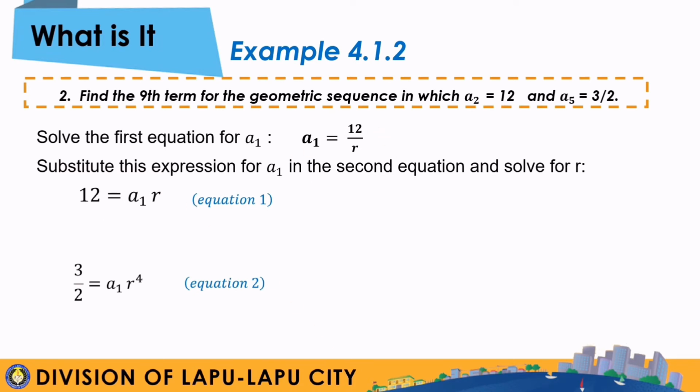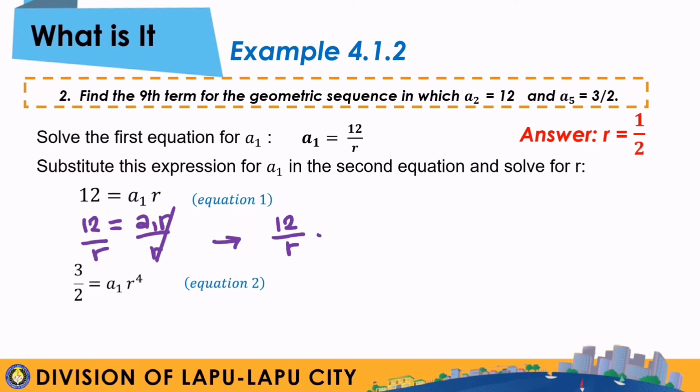Now let's proceed with solving. Okay, now we copy 12 equals a sub 1 times r. To isolate a sub 1, we divide both sides by r. So we can actually cancel that, and that results to 12 over r. And that is our first term. So these are just pretty much similar. Now we can substitute that in the second equation.